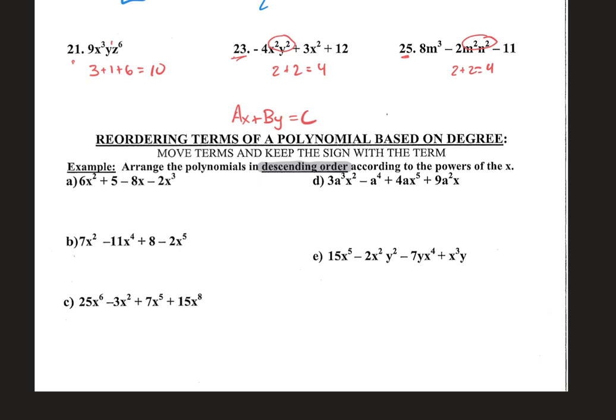And then typically, because we always graph with x, we do it to the power of x. But if you didn't have a specific x value, if you just had a and b, for example, you're going to do it in alphabetical order.